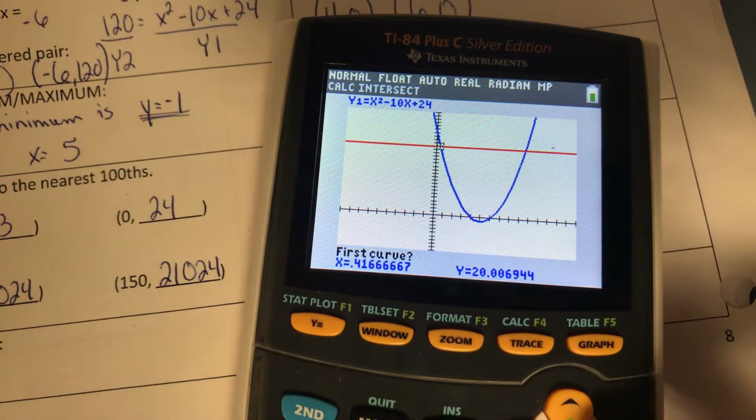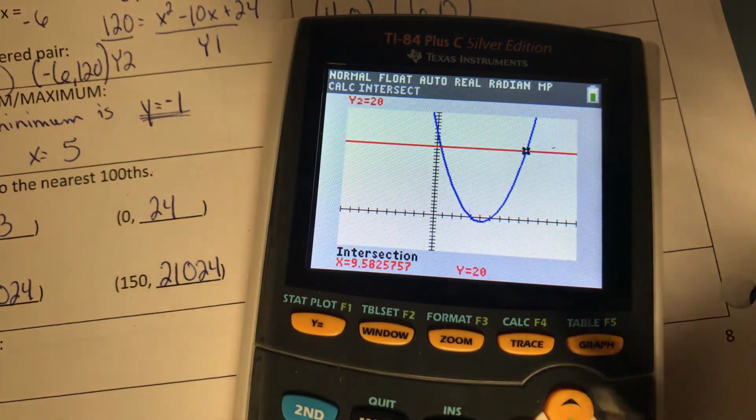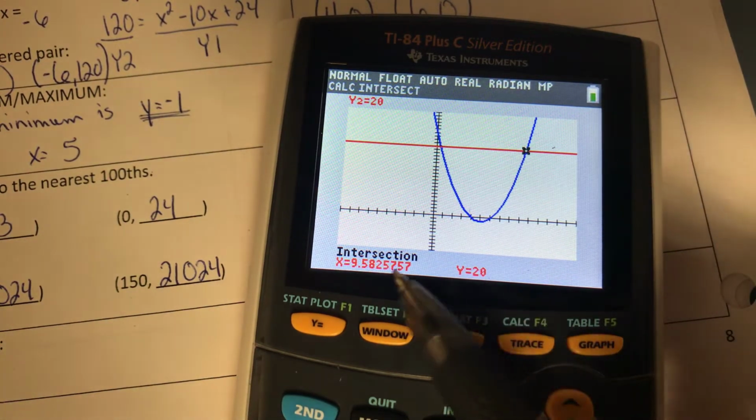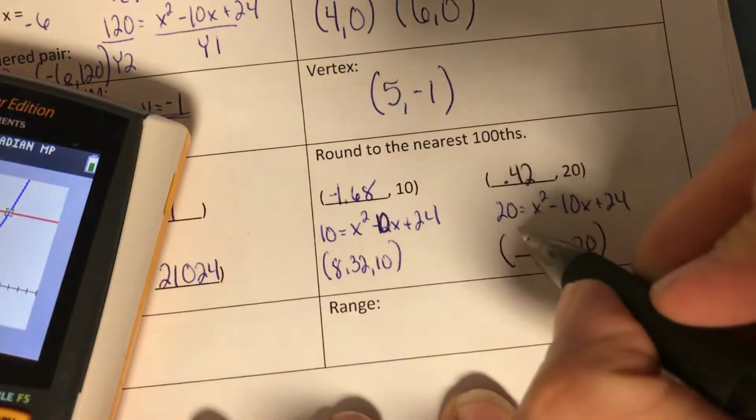So option 5, I'm just going to move the cursor over to the other point of intersection, and once I'm there, hit enter 3 times and round to the nearest hundredths. So we'll have 9.58 and 20.